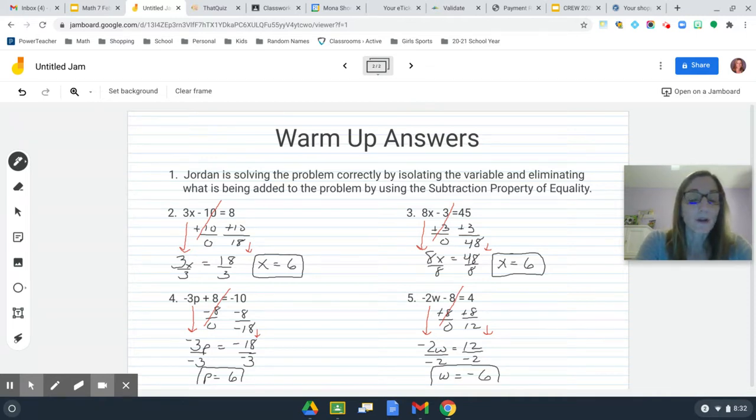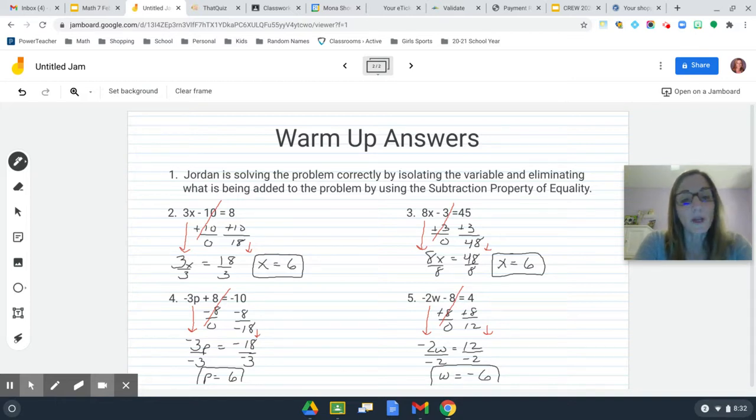Number 4, negative 3p plus 8 equals negative 10. Also, you should have an answer of p equals 6. It's kind of strange that those worked out that way because I didn't plan it that way. So far, 2, 3, and 4 all have answers of 6. Number 5, negative 2w minus 8 equals 4. And then you should have got an answer of w equals negative 6 this time.